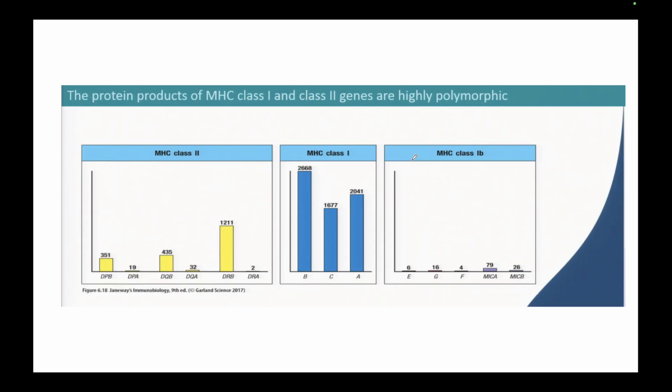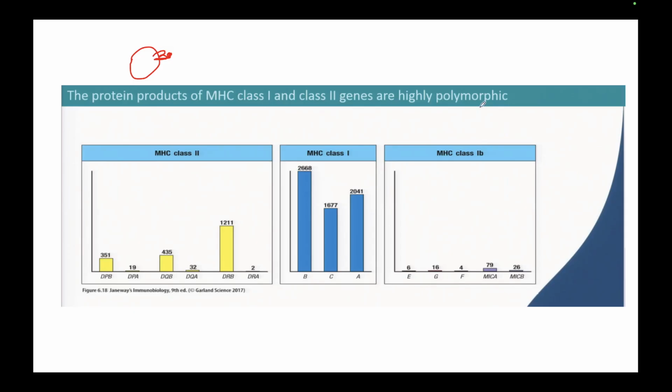Okay, so for now just think of this as an antigen presenting cell, and on its surface it has this MHC molecule. With the help of that, it presents the antigen. There are two types, MHC class 1 and MHC class 2. The protein products of MHC class 1 and class 2 genes are highly polymorphic.